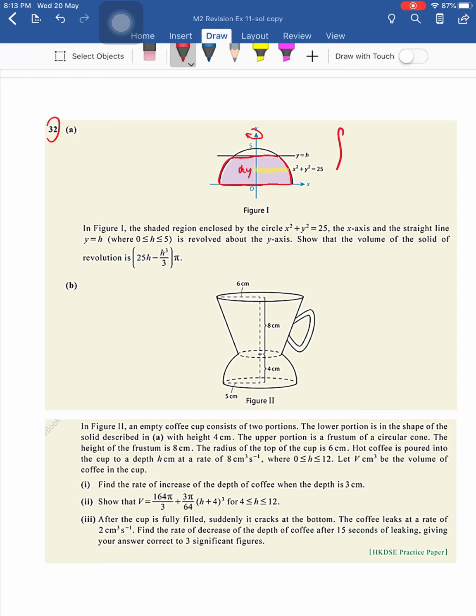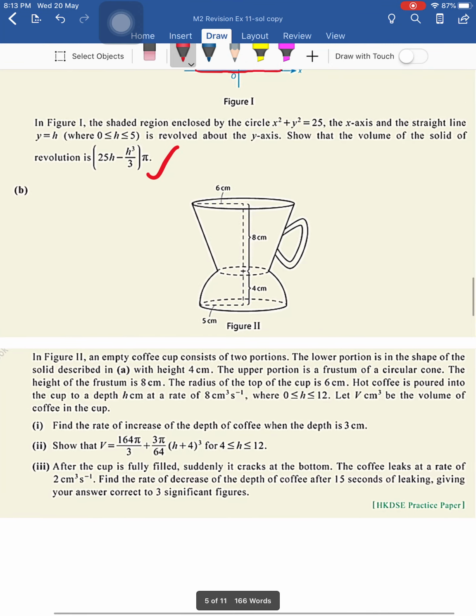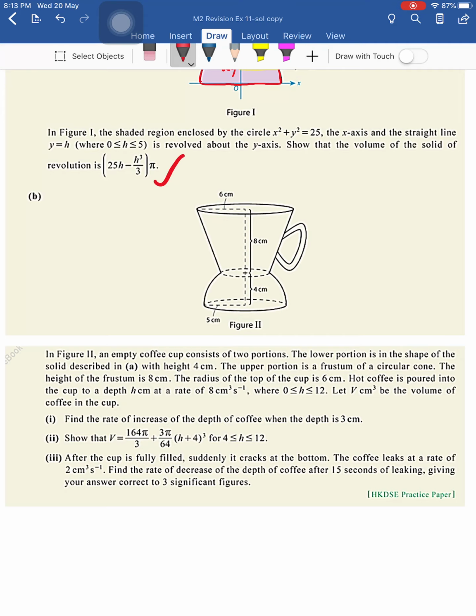It integrates dy, right, pi x squared from 0 to h. Okay, then I will not do it. You'll get this answer. And then part B is a little bit complicated. Let's look at it carefully.